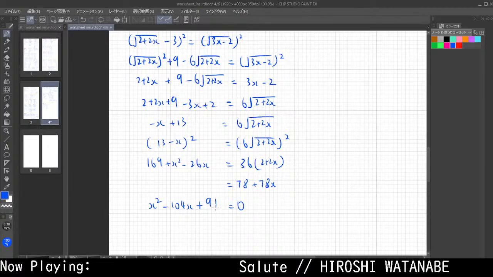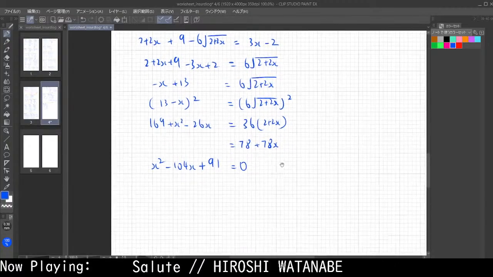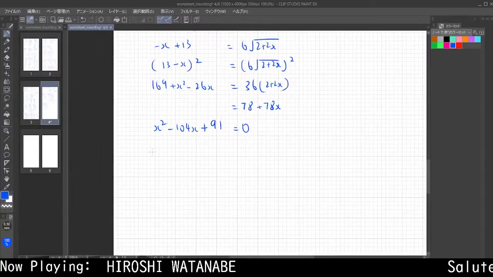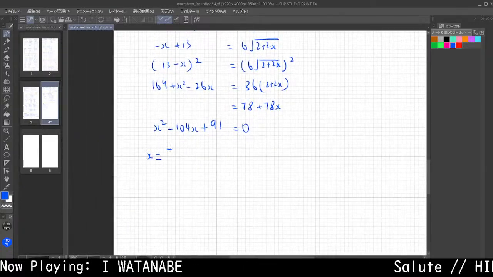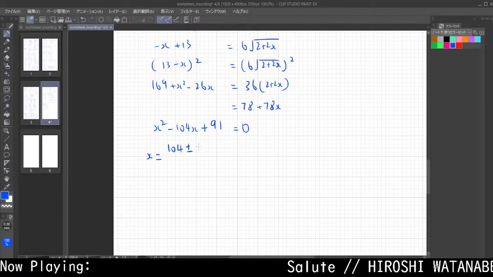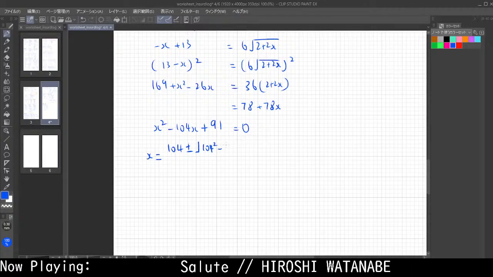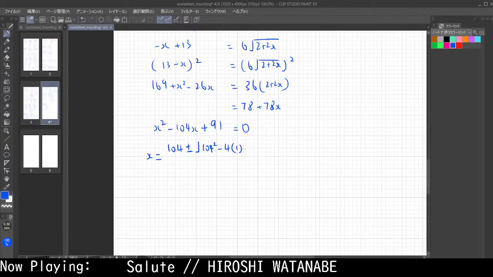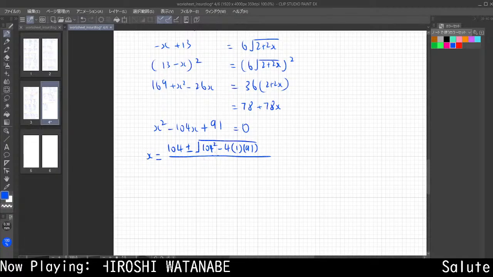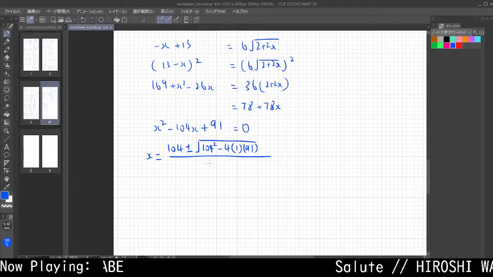This one definitely got an answer, because even though neither A nor C is negative, your B square is so huge that it will definitely be larger than your 4AC. Yeah, 104 square. Okay, nice.